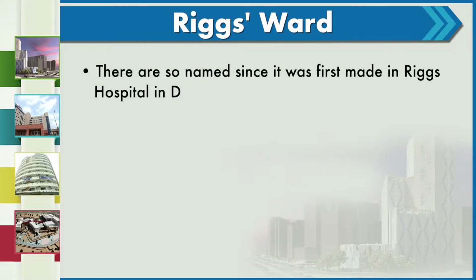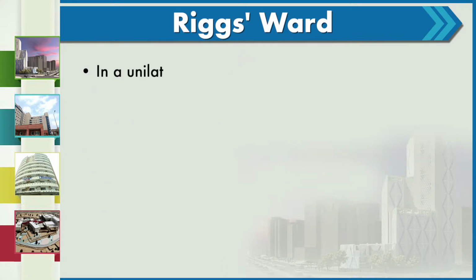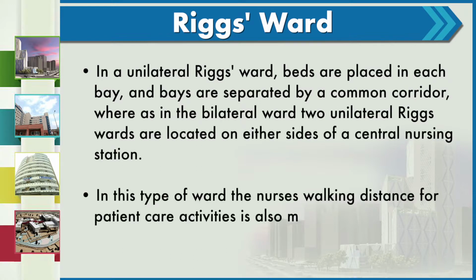Riggs ward. Such wards are in the form of cubicles of 4 to 6 beds each. Beds are arranged parallel to the longitudinal walls. It does provide privacy to patients, and it is possible to segregate patients according to severity of disease and types of sicknesses. In a unilateral Riggs ward, beds are placed in each bay and bays are separated by a common corridor, whereas in the bilateral ward, two unilateral Riggs wards are located on either side of a central nursing station. In this type of ward, nurses' walking distance for patient care activities is also minimized.